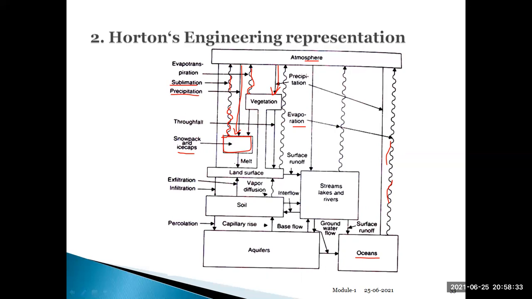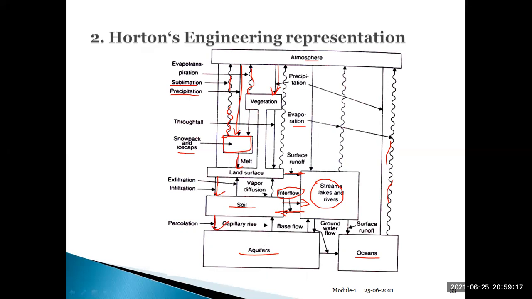And again, the snow and ice will melt and reach the land surface. Once it reaches the land surface, some of it will flow as surface runoff and reach the streams and lakes. And again, from the land surface, it will infiltrate and reach the soil. In the soil there will be a flow, that is subsurface flow, which is called interflow. Also, from the rivers and lakes, water can reach back to the soil surface, and after the infiltration, it will reach the groundwater reservoir or aquifers through percolation.